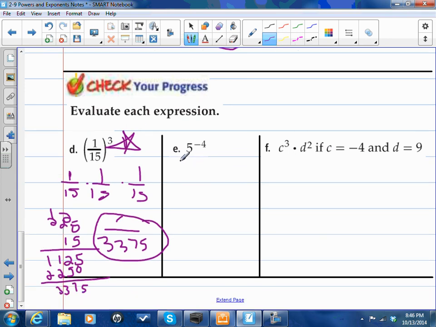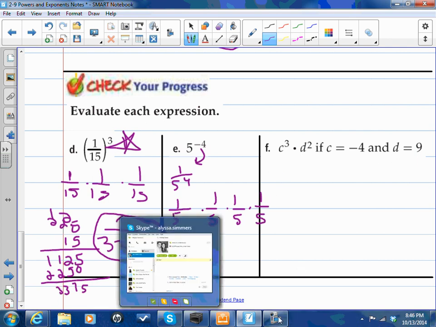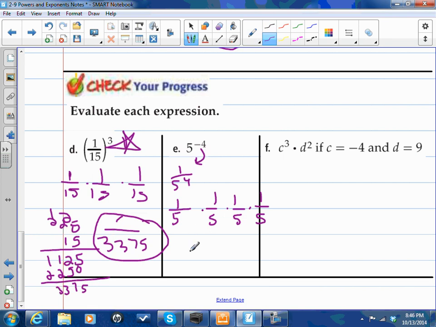5 to the negative fourth power. Hopefully remember that a negative exponent means we're going to flip this around for our multiplicative inverse. So we have 1 over 5 to the fourth, which is the same as 1/5 times 1/5 times 1/5 times 1/5. Well, 5 times 5 is 25, so we have 1/25 times 1/25. I simplify it that way. And then you can finish that out.